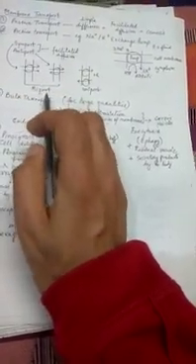Transport can be of two types, symport and antiport. When two molecules move across in the same direction, it is called symport. When two molecules move across in the opposite direction, it is called antiport, and when only one molecule moves across at one time, it is called uniport.